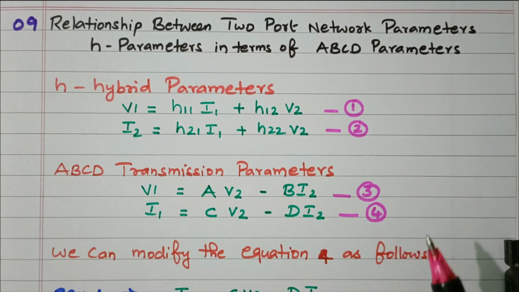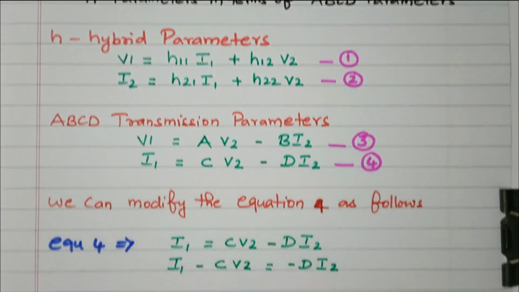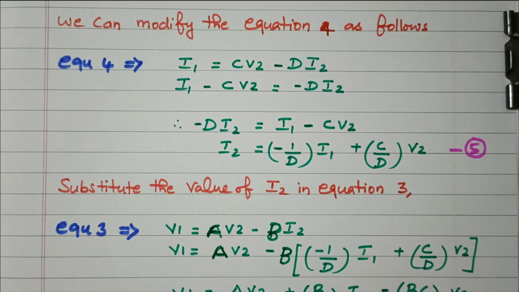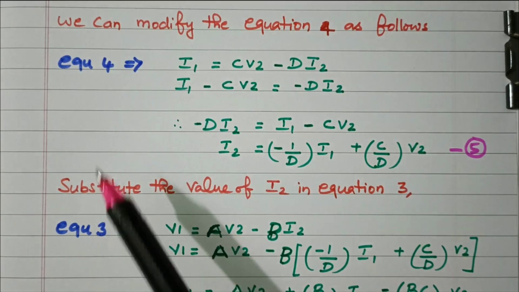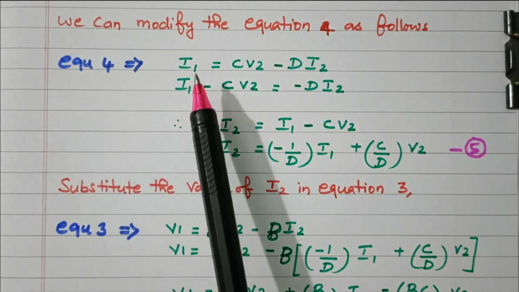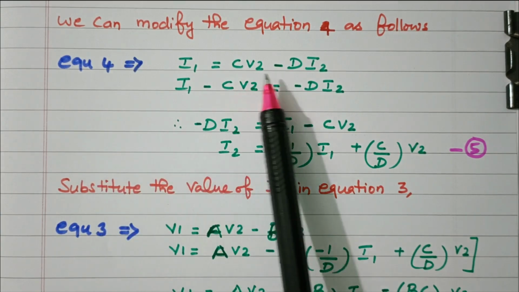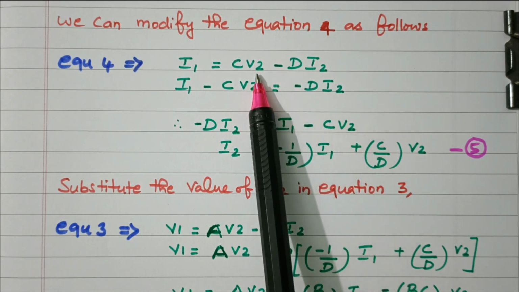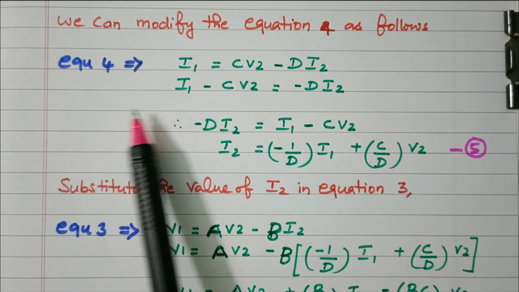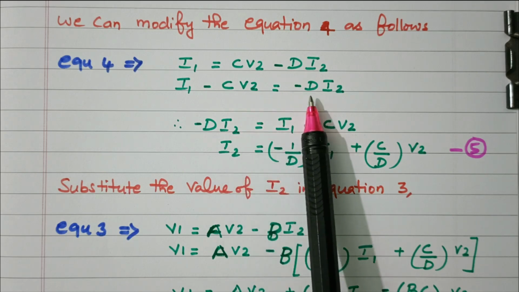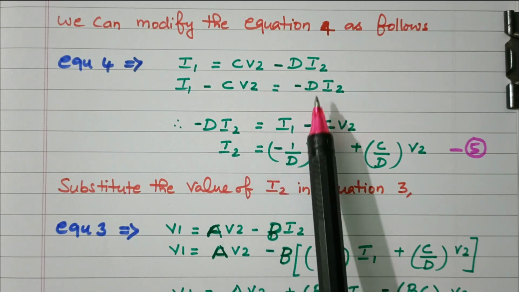Now we will see how to get the relationship between these two sets of parameters. First, consider equation number 4. We are going to modify equation 4. This equation 4 is nothing but I1 equal to CV2 minus DI2. Bring this CV2 to the left hand side so that it becomes negative: I1 minus CV2 equal to minus DI2. Here a negative is already available.